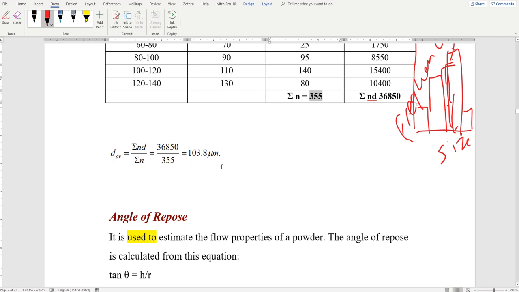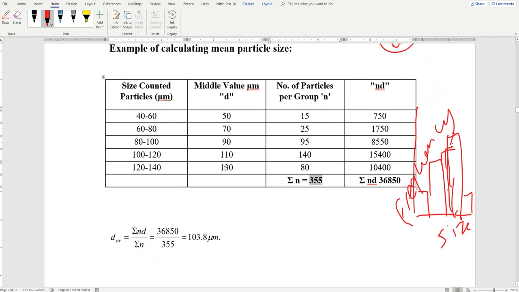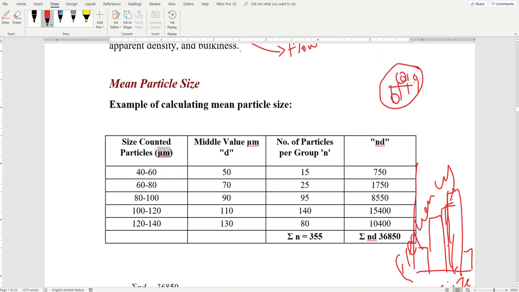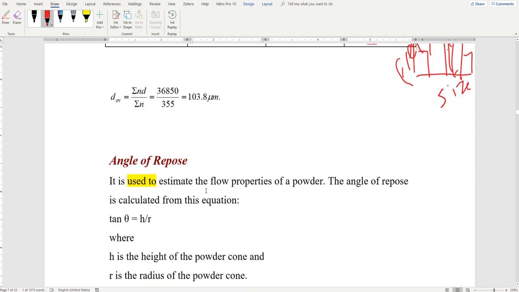103.8 micrometer. Okay, I want you to remember when I said most of the particles are here. So I expect that the average size will be from 80 to 120. And that's true. So what is our mean size? It's 103.8 micrometer, as we expect. Please make sure that you write the unit. Why did I use micrometer? The reason is my measurement was in micrometer and my numbers were in micrometer. That's why I'm using micrometer.